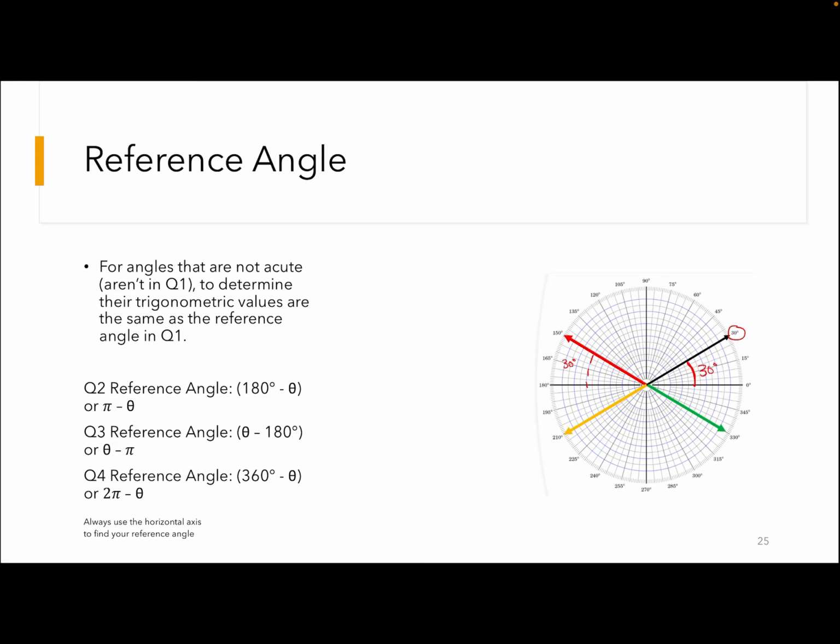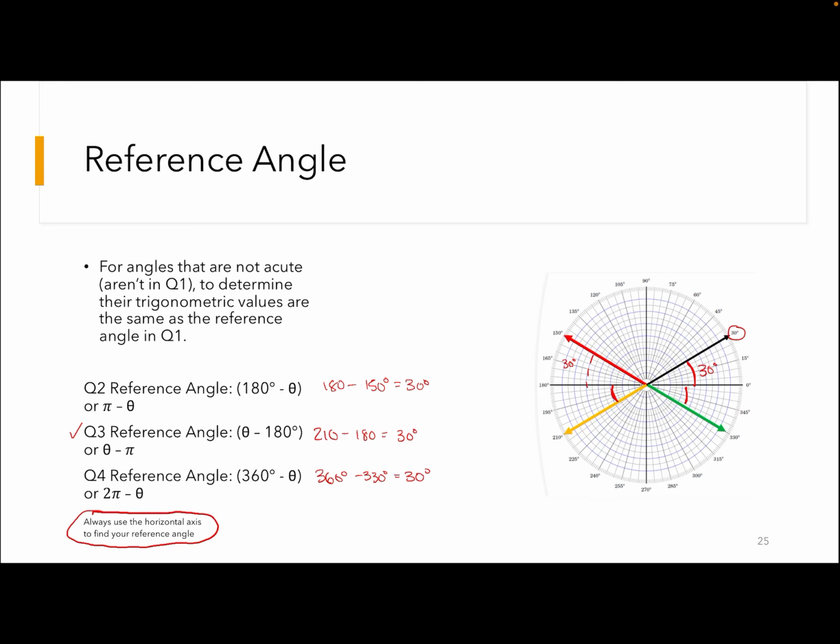So in all of these cases, our reference angle is the difference between the angle and the horizontal axis. And then you can take the absolute value if you want. So at the bottom, we have this small note that says always use the horizontal axis to find your reference angle. All right, so here's a quick check coming at you.